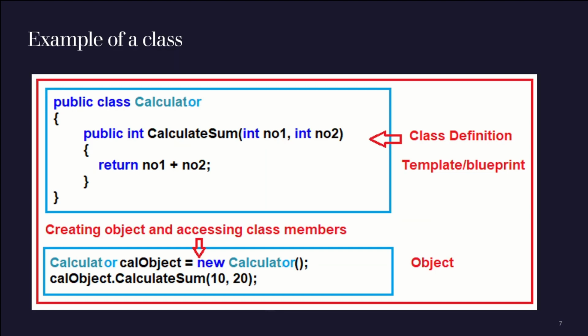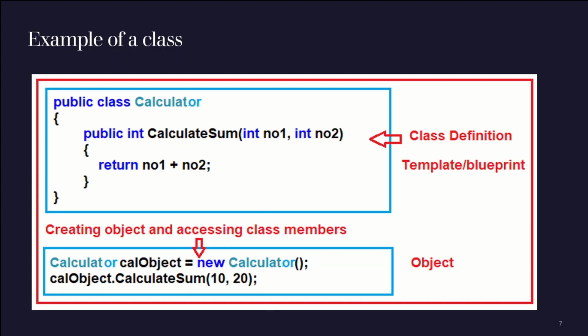But where do we get num1 and num2 values? Because we haven't prompted the user for it. That's where we go to creating objects and accessing class members via the object. So Calculator calcObject equals new Calculator. You see what happens here?